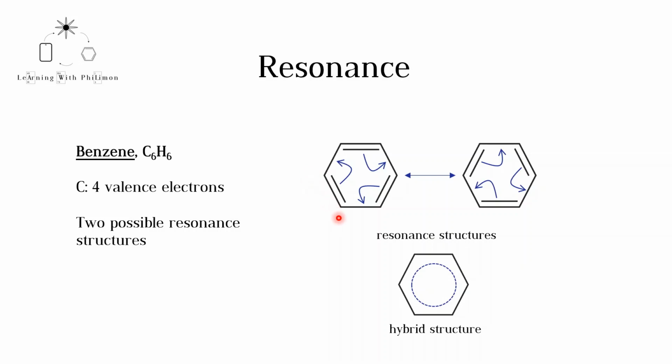There are 2 possible resonance structures for benzene. The double-headed arrows show the movement of the electrons, forming the new double bonds. The 6 electrons involved in the double bonds are delocalized, as they are not restricted between 2 carbon atoms, but can move throughout the ring. This can be seen in this hybrid structure with a dotted line representing the 6 delocalized electrons.